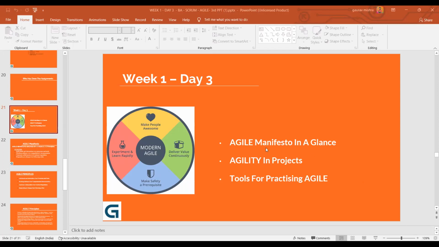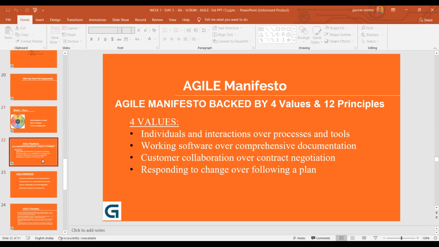So there is something we call the Agile Manifesto. We are going to learn about agility in projects and tools for practicing Agile. I'm done with the quick intro, the code of honor and values of the first track, and a little bit about the difference between agility and flexibility. Let's get into the details of the Agile Manifesto, and I'll explain it quickly, and then we'll move to our co-trainer Prerna, requesting her to explain further.